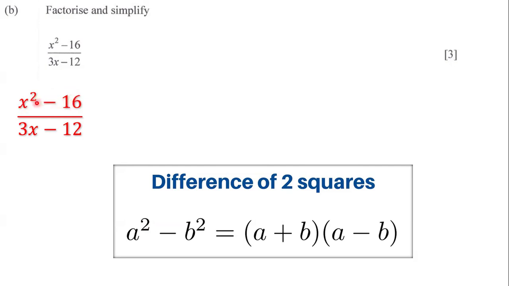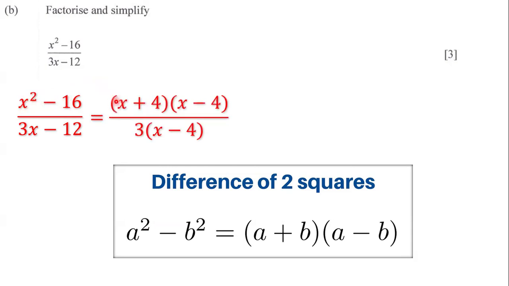So what we're gonna do is we're gonna take the square root of x squared, and the square root of x squared is x. And then we take the square root of 16, and the square root of 16 is 4. And then we add them, and then we subtract them. So we have x plus 4 multiplied by x minus 4. Next, so that's how we factorize the numerator.